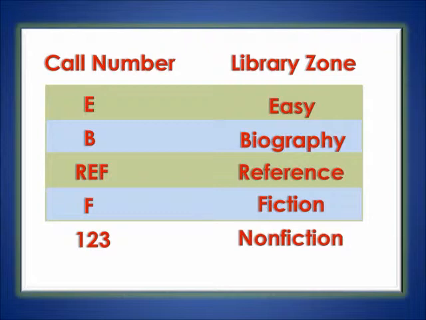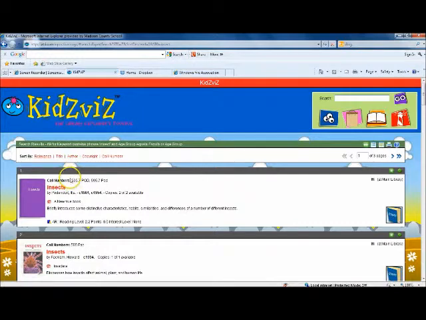Call numbers for nonfiction books begin with a number. Remember that the number is based on the Dewey Decimal Classification of books by subject using 10 categories. This book's call number is 595.7 POD. Because it begins with a number, I know it is a nonfiction book. Nonfiction books are organized by numbers, so I can find this book by going to the 500s area of the nonfiction shelf.